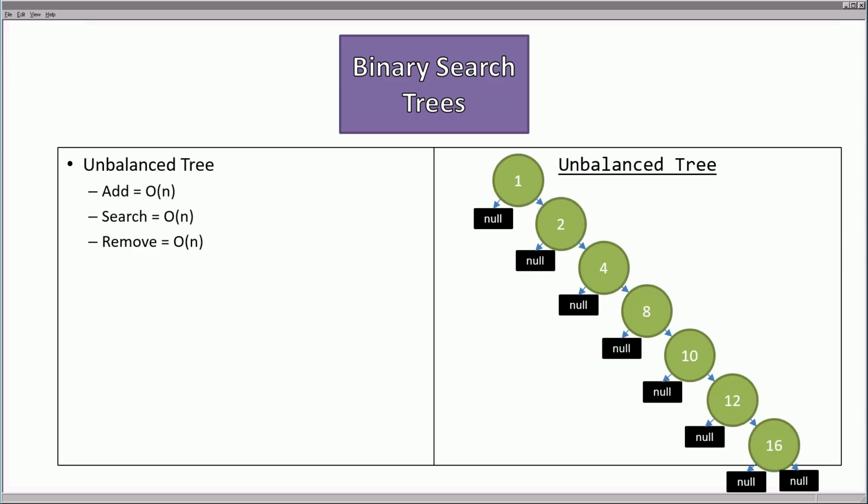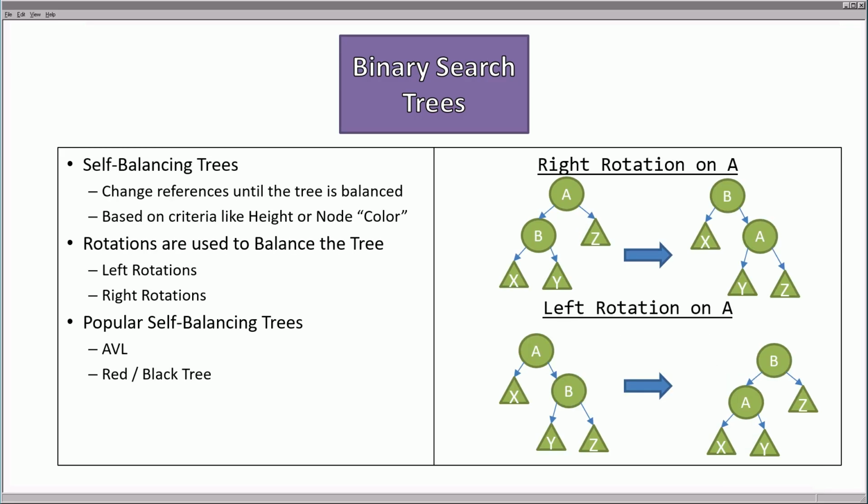The type of tree that we developed is unbalanced. And in fact, if we were to add the elements 1, 2, 4, 8, 10, 12, and 16 in that order, we would get a tree that looks exactly like this. What we can do is introduce an idea called self-balancing trees. And what these do is you change references until that tree is balanced. And this can be based on criteria like the height of a node or a node's color. In any event, self-balancing trees use what's called rotations in order to balance the structure.